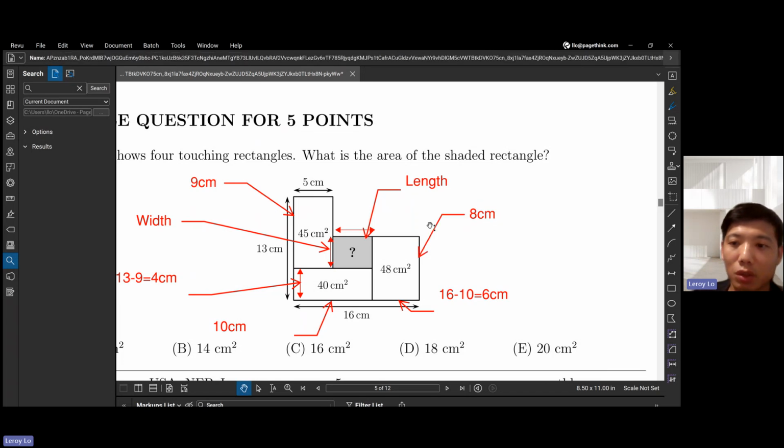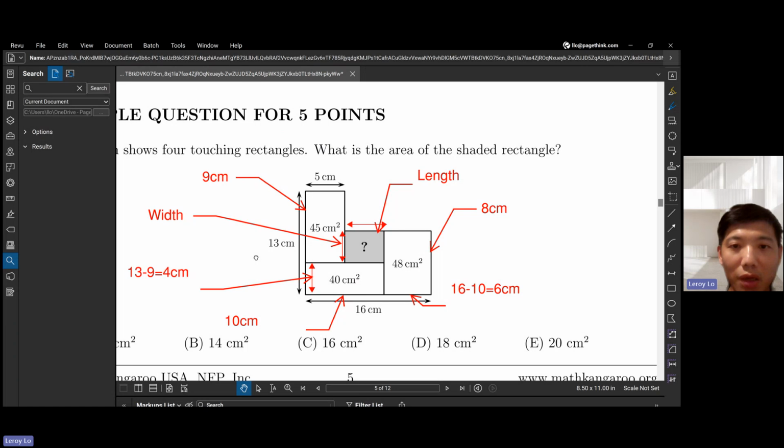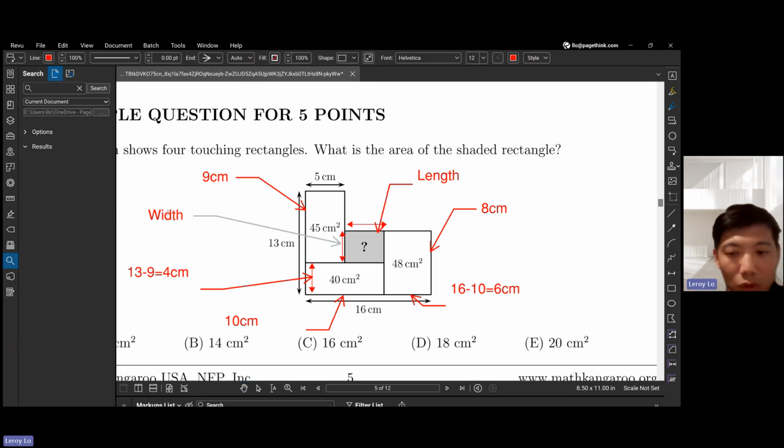And now we want to know the area of the shaded rectangle. Let's see if we can find out the width here. So the width will be, let me think, basically it's 8 minus 4. So 8 from this way all the way to here, and then minus 4 will give you the difference for this. So 8 minus 4 will give you 4 centimeters for this.